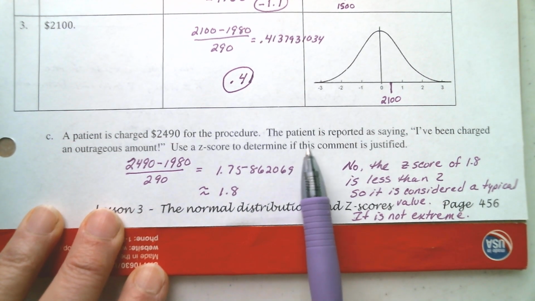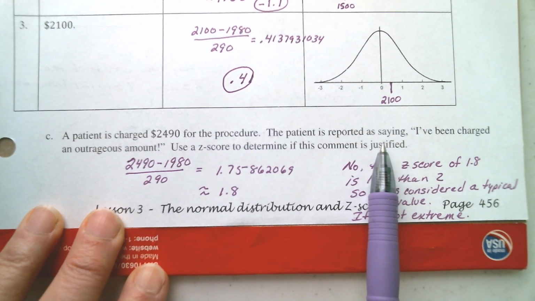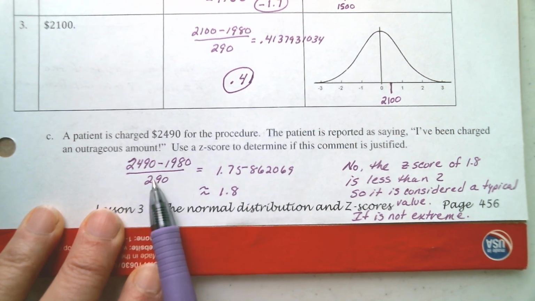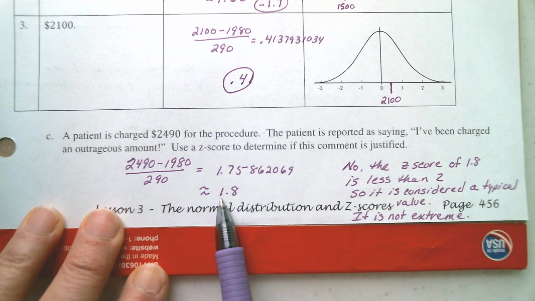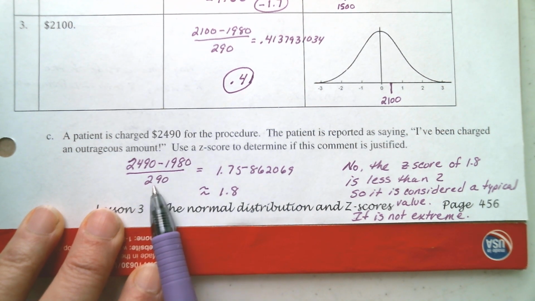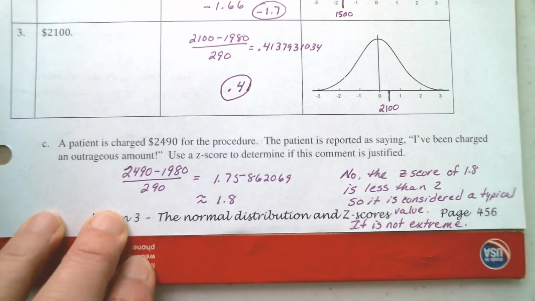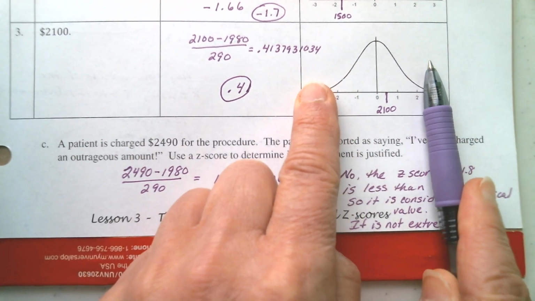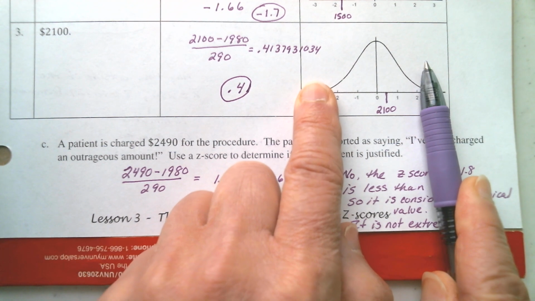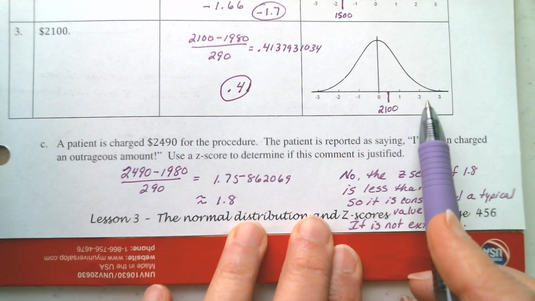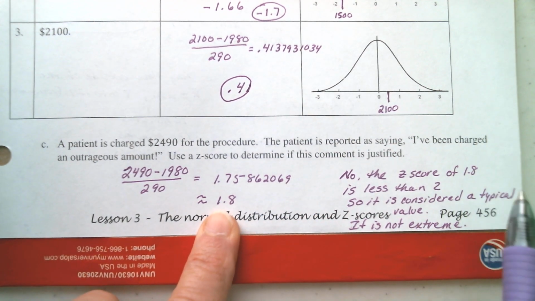C, the z-score for this value is approximately 1.8, right? Value minus the mean divided by the standard deviation. And as long as your z-score is between negative 2 and positive 2, it is typical, right? If your z-score is between negative 2 and positive 2, which 1.8 is, then it is considered typical.